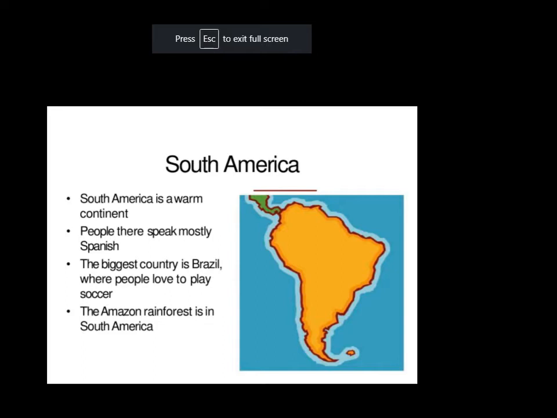So let us proceed. We will be talking about the next continent, which is South America, and it lies mostly in the southern hemisphere. One important physical feature mentioned here is the Andes mountains, which are the world's longest mountain range, and it runs from north to south. South America is also famous as it has the world's largest river, that is the Amazon.